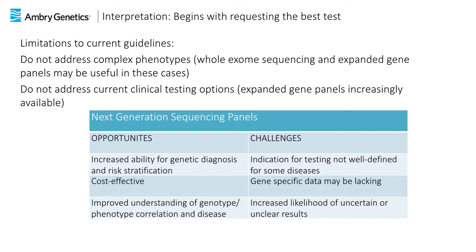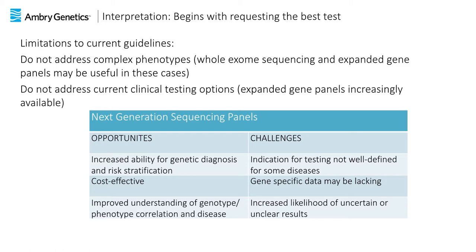Challenges include, again, a lack of guidelines or indication for testing with some diseases. Many of the genes included on some of these large gene panels, very little is known about, so gene-specific data may be lacking. Sometimes we refer to these as a gene of uncertain significance. And then, of course, the more genes that you look at or the more sequence data you're looking at, you have an increased likelihood for uncertain or unclear results.